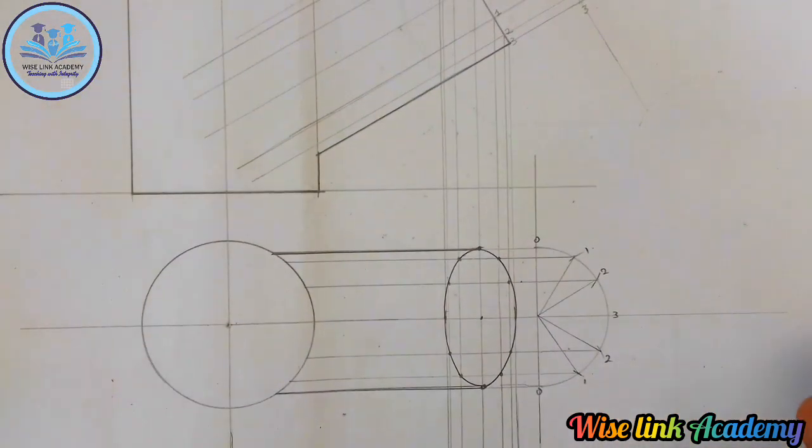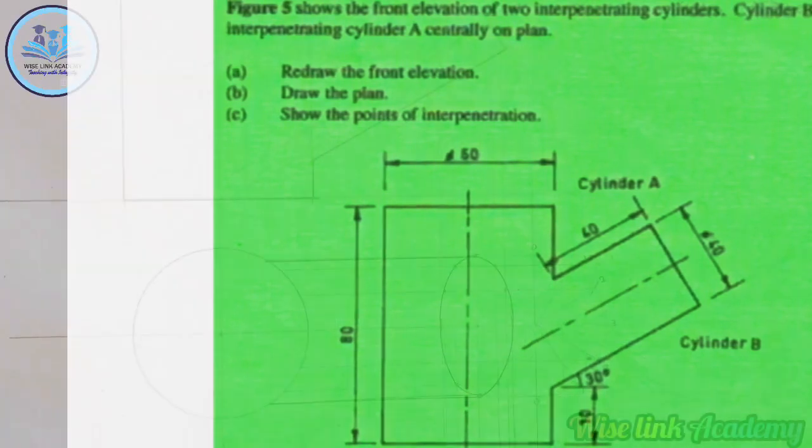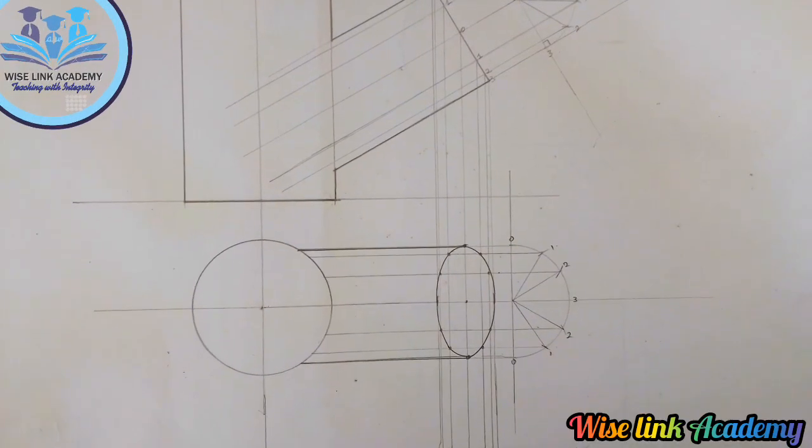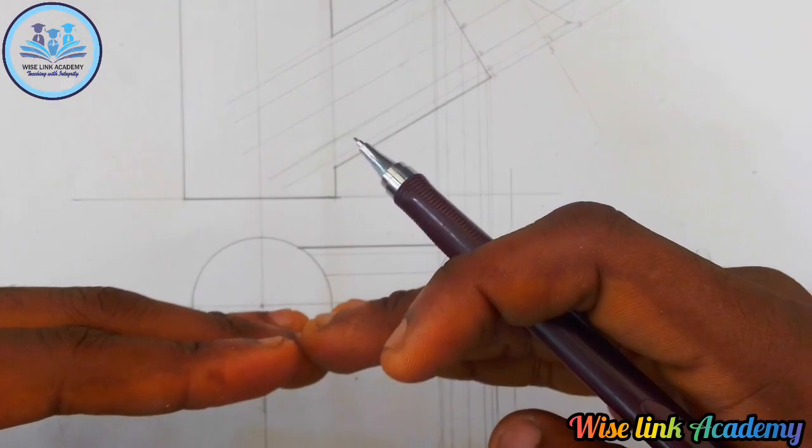The next question says what? As you can see in the right corner of the screen, the next question says we should draw the interpenetrating arc. Let's draw the interpenetrating arc. That is, when two pipes meet together, there will be an interpenetrating arc.